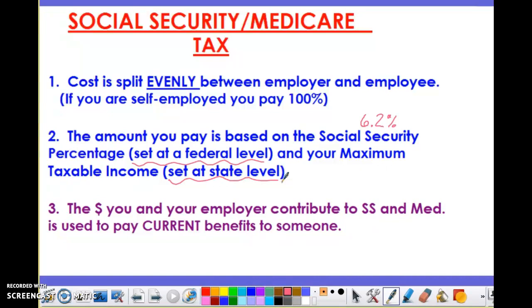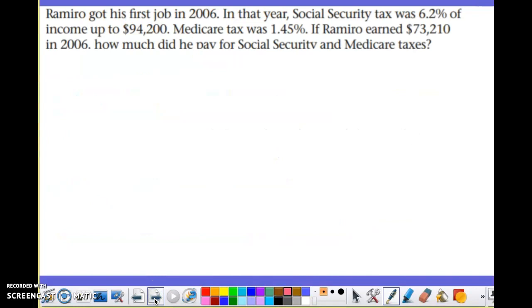Like there is with Social Security. So again, I have mentioned this before, but the money you and your employer contribute to Social Security and Medicare is used to pay for the current benefits to somebody. So we're paying for somebody right now that is retired. And again, when we retire, whoever's working would be paying for those benefits for us. So hopefully that made some sense to you. We're going to go ahead and get started with a couple of examples.